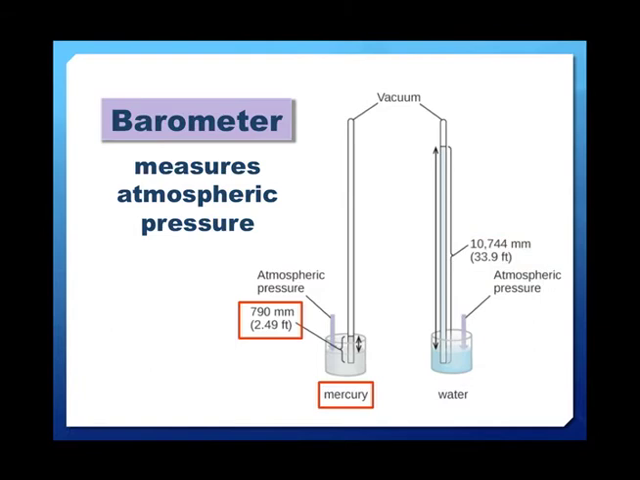Mercury is much more dense than water, so a mercury barometer will not have to be so tall. In fact, atmospheric pressure will support a column of mercury that is less than 800 millimeters tall. And this relationship between the height of a column of mercury in a barometer and atmospheric pressure is where we get the conversion between atmospheres and millimeters of mercury.